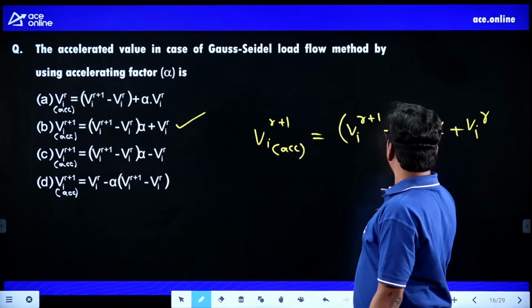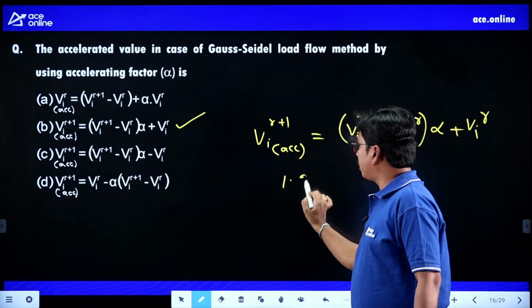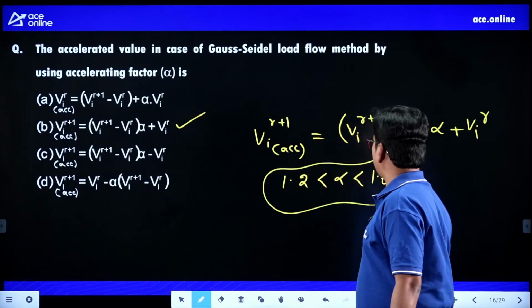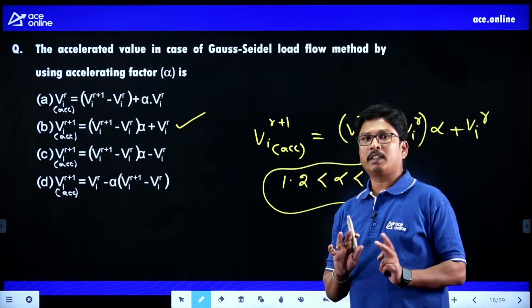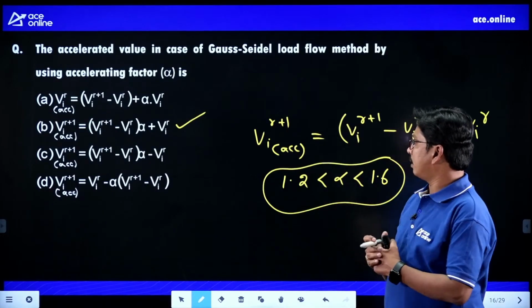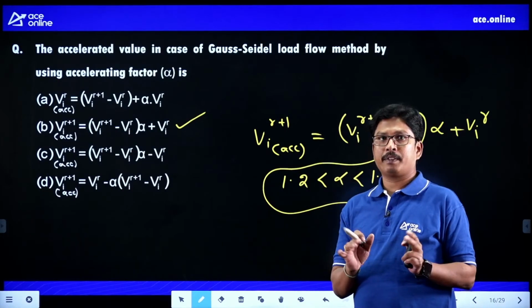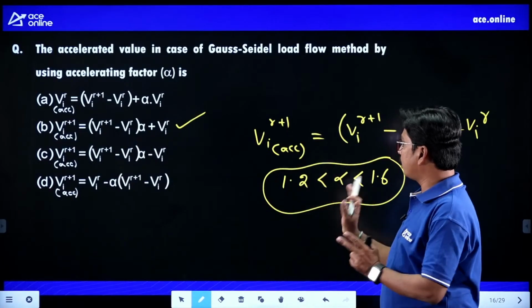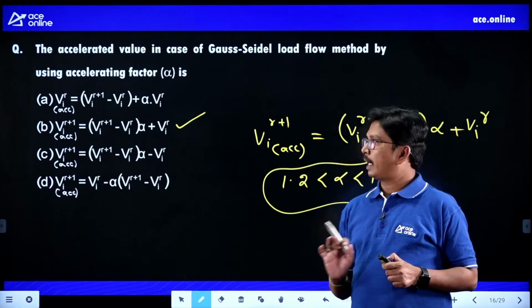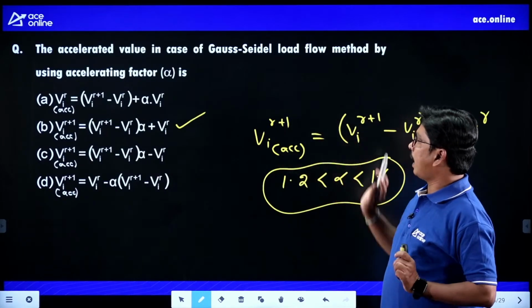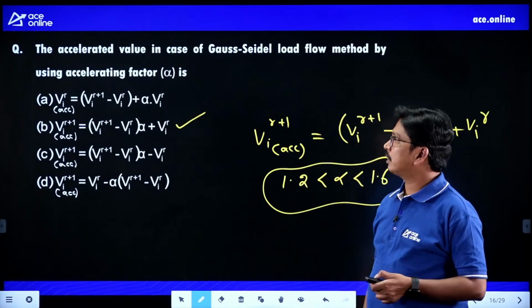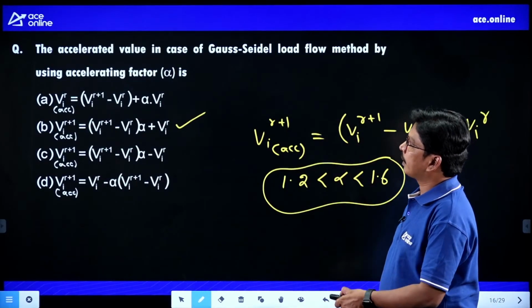Here the value of alpha ranges from 1.2 to 1.6. That is the range of alpha. Actually, that will vary from one system to another, but whenever nothing is specified, we can fix that value between 1.2 and 1.6. So this is the accelerated value for the r plus 1th iteration in the Gauss-Seidel load flow method. Clear, students?